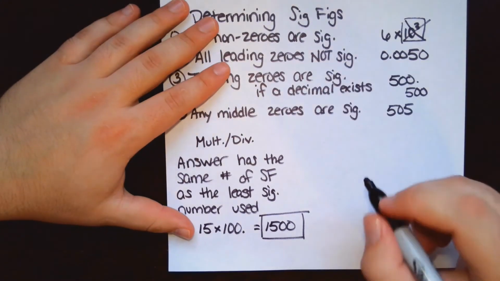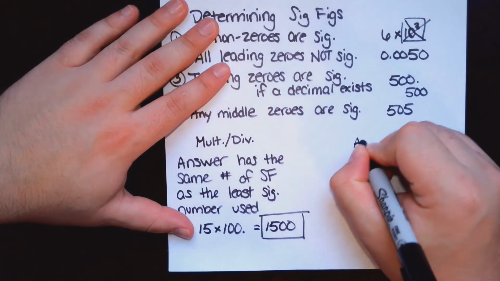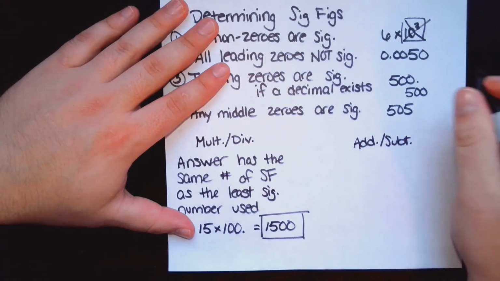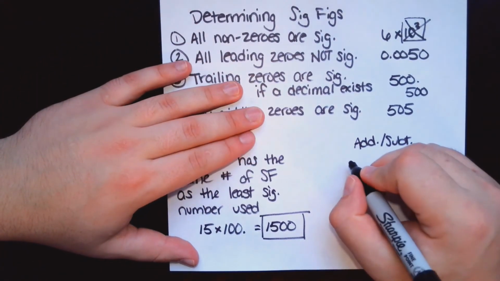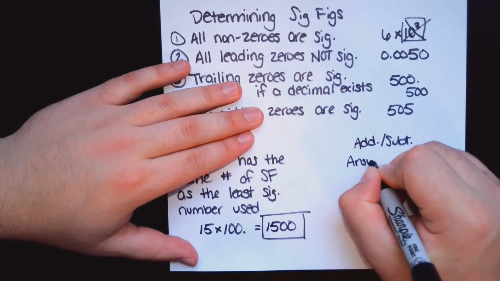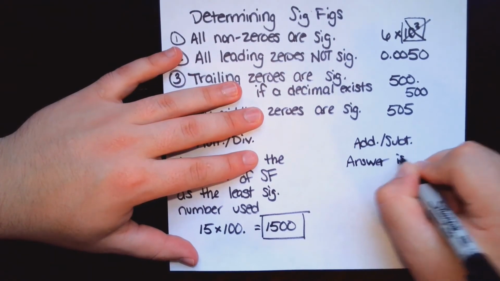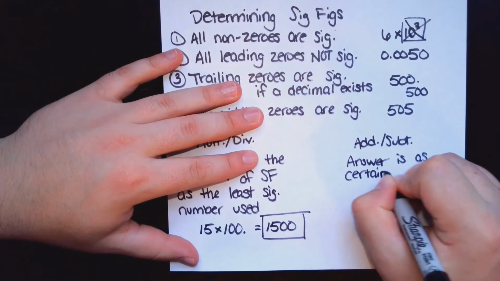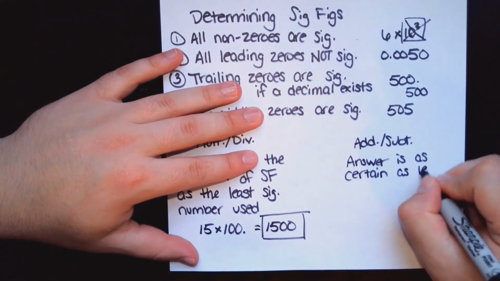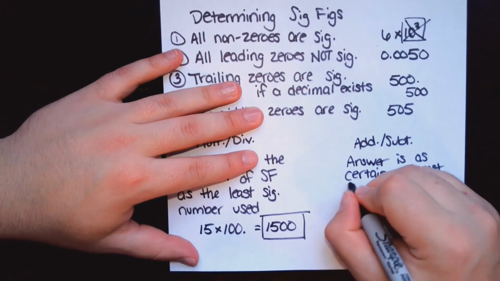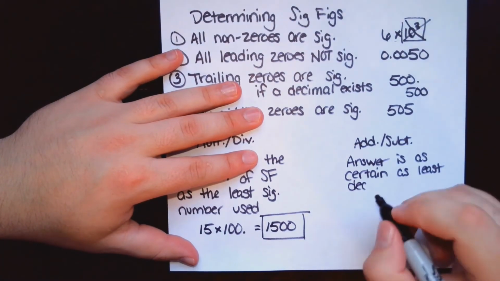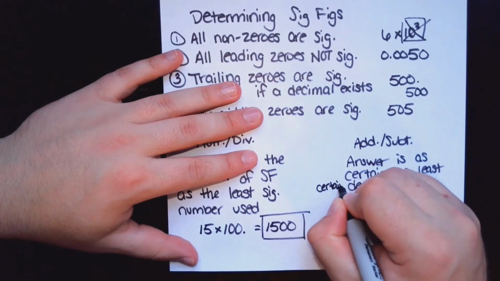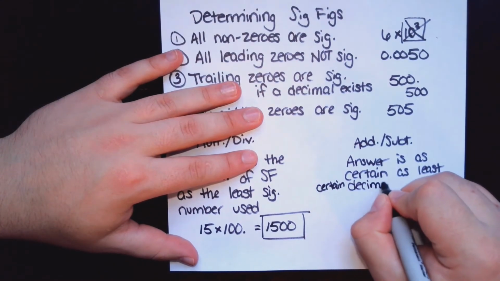And then the last thing for this video is addition and subtraction, because the rule is a little bit different for these. For addition and subtraction, your answer is as certain as your least certain decimal used.